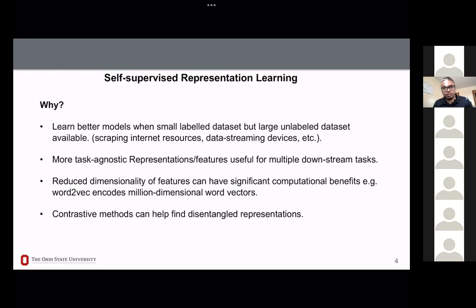Details of the work, I think I forgot this reference, so I'll add it later, but you can read more about it. I'm not going to cover that in detail. Finally, contrastive methods can also help disentangle or create modularized representations. I'll show an example of it in a few minutes.